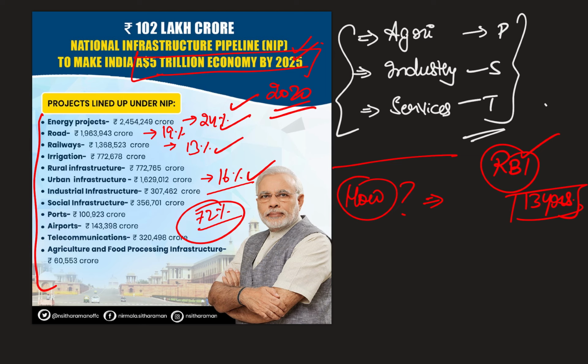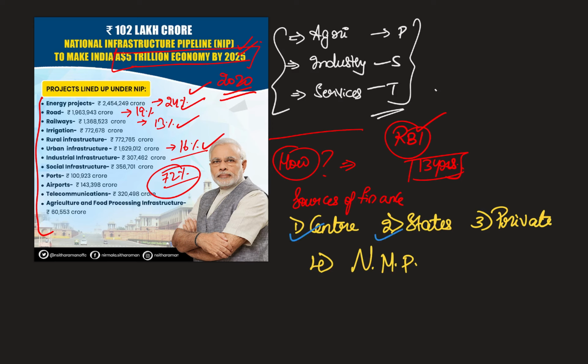How is the question. Now, here is where the government has come up with a very innovative program to create new sources of finance. One, we have the central contribution. Center, states, and private parties will definitely contribute to this. But the most important point that we have to note is how the government is using this new concept of the national monetization pipeline to create new sources of finance.